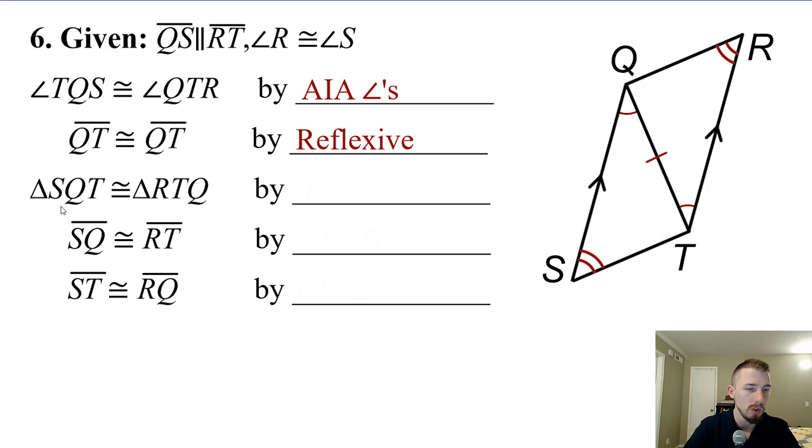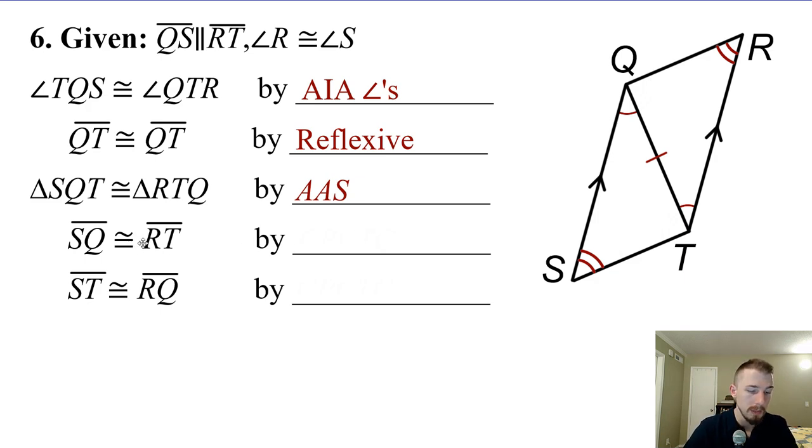Then we have SQT, so triangle SQT is congruent to triangle RTQ. So that's going to be a triangle congruency statement here. That's in this case being done by angle, angle, side. Again, the side's not in between the angles, it's after it. So that's angle, angle, side. Then everything after that can be proven has to be done with corresponding parts of congruent triangles are congruent.